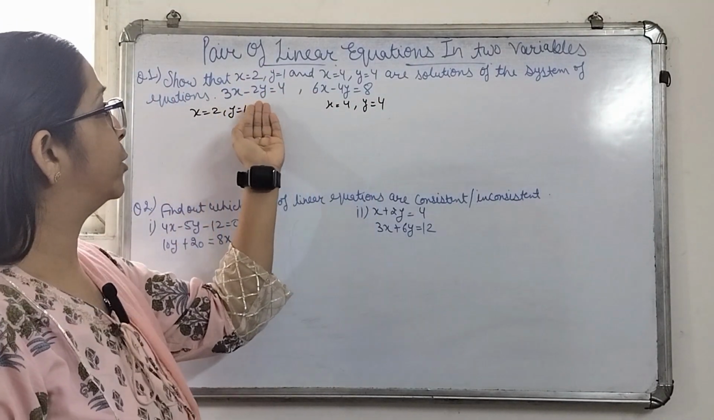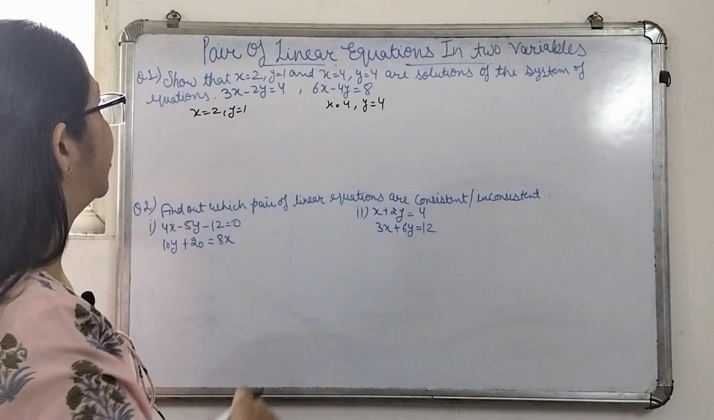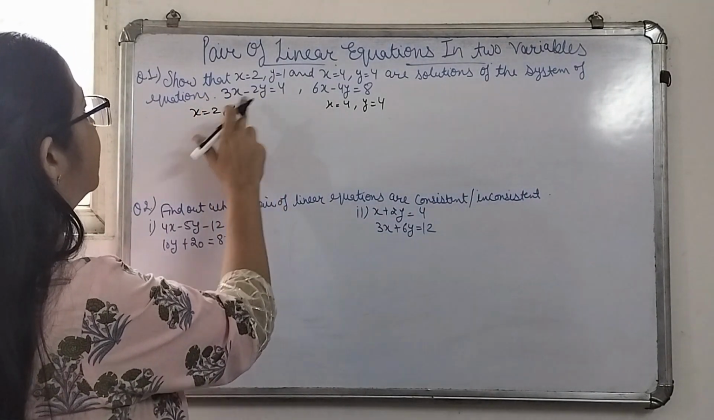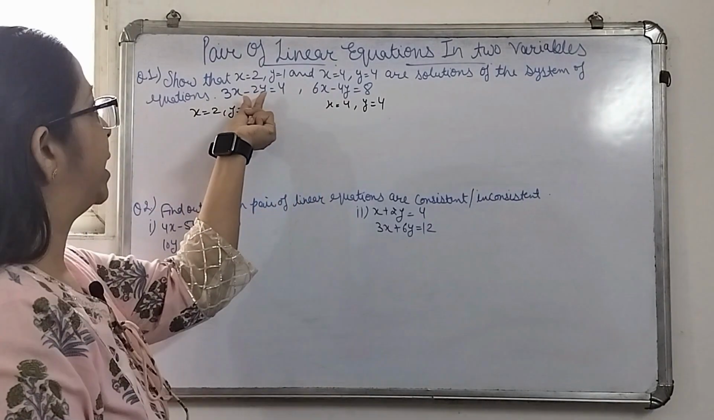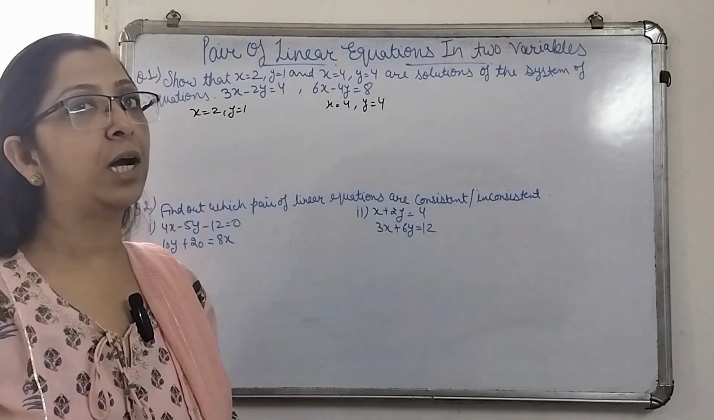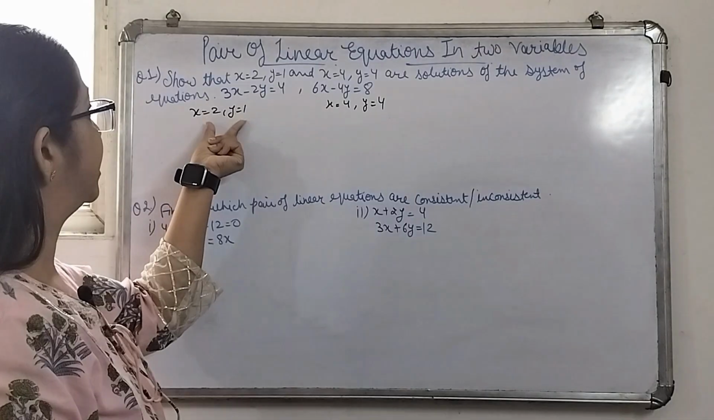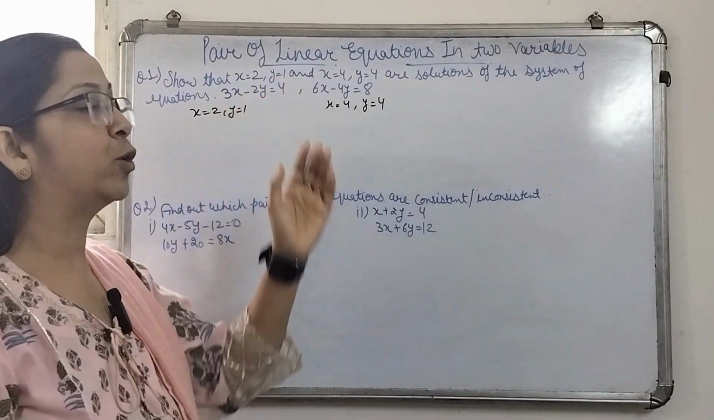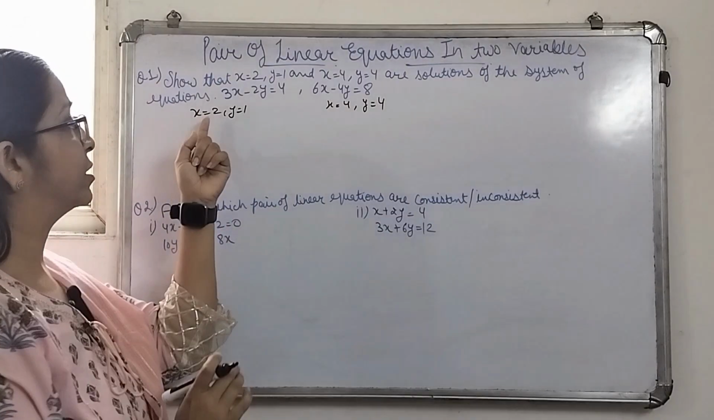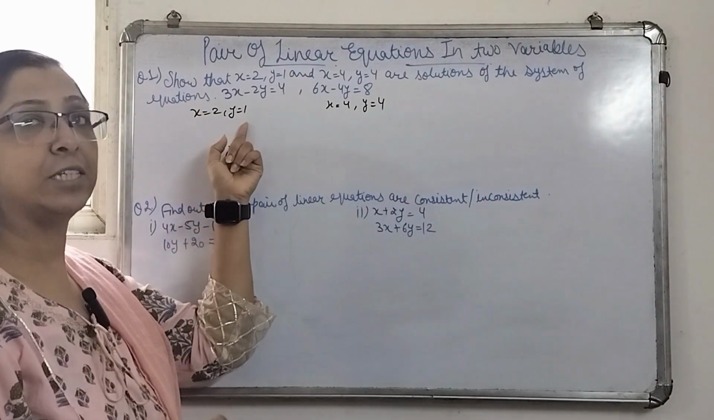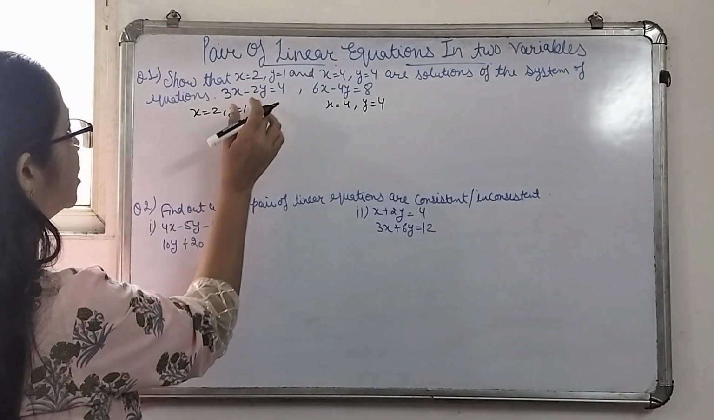If they are solutions of these equations, that means if we replace x by 2 and y by 1 in both equations, your LHS will become equal to the RHS, or we can say that these points will be the solution for these two equations. So now check it out. First of all, we are checking with the coordinate x = 2 and y = 1. We are putting it in the first equation.